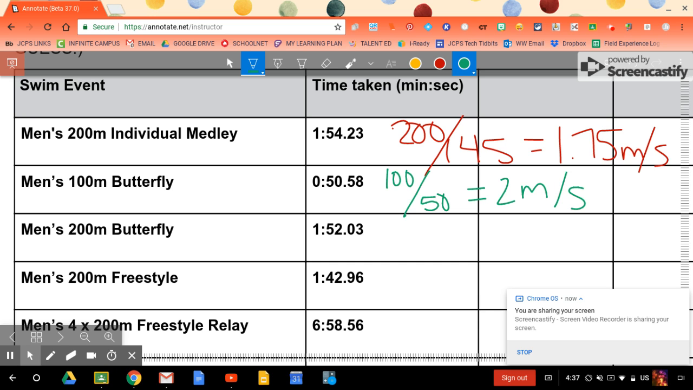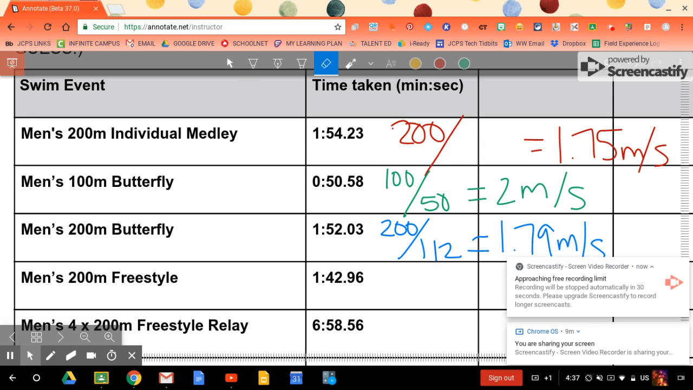Next one is the men's butterfly. So on the men's butterfly, they went 200 meters in 1 minute and 52 seconds. So I'm going to take, in 1 minute, there's 60 seconds. So I'm going to do 60 plus 52. That's going to give me 112. You guys, I did that first one wrong. I'll do it again. So you get 1.79 meters per second.